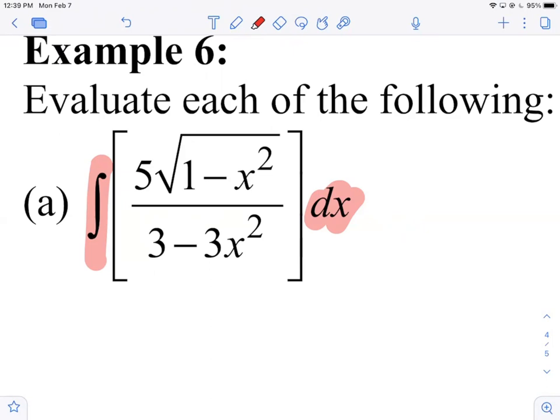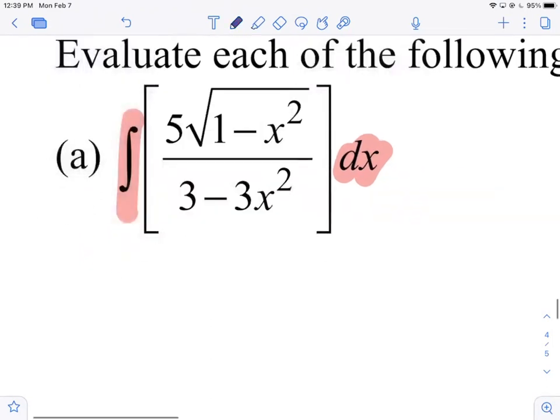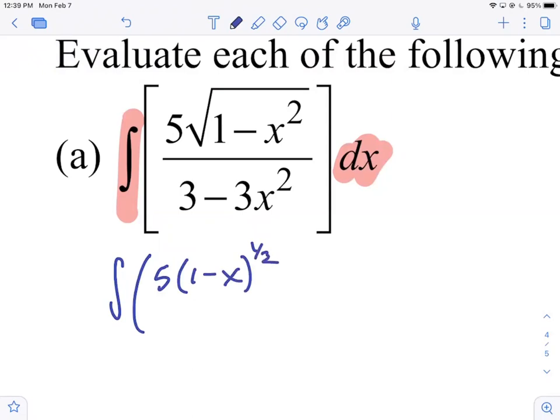For this one, I would say, hey, first thing you want to do is rewrite any radical as a fractional exponent. And then always look to see if you can have common factors. Do we have any common factors here? In the bottom, I see a 3 that could factor out. So here we go. Let's rewrite it. If you're not going to do it off to the side on your bench, you just do it right here and you got to rewrite everything. 1 minus x squared to the 1/2 all over 3 times 1 minus x squared.